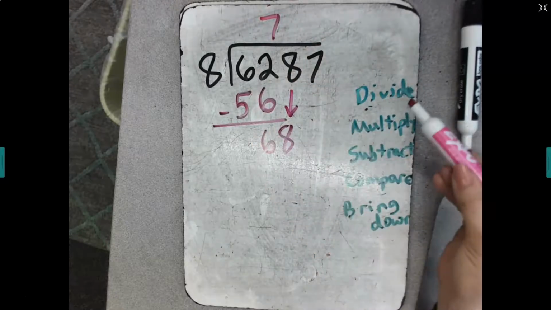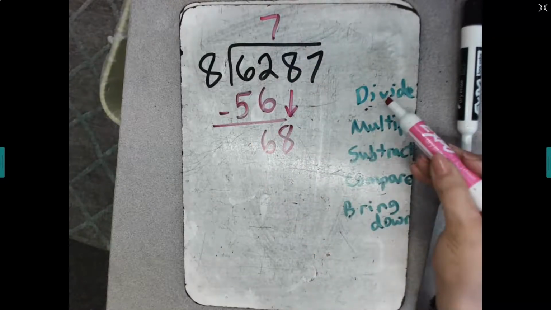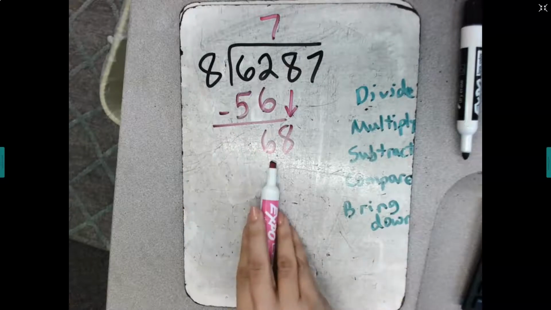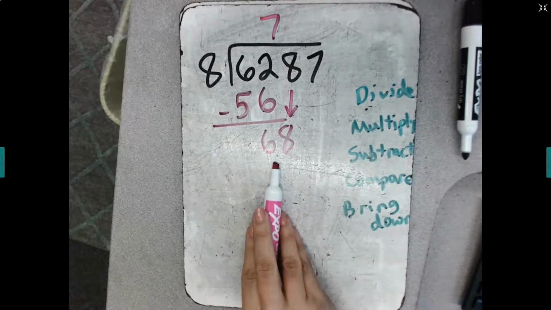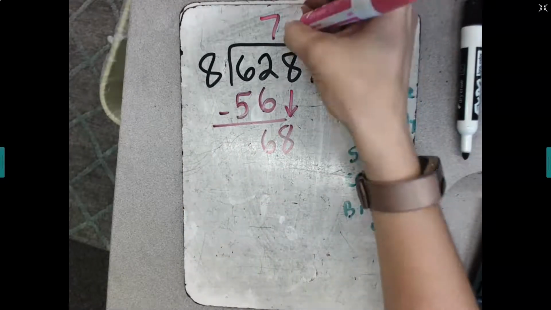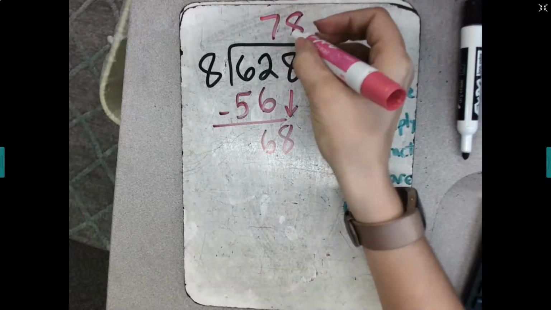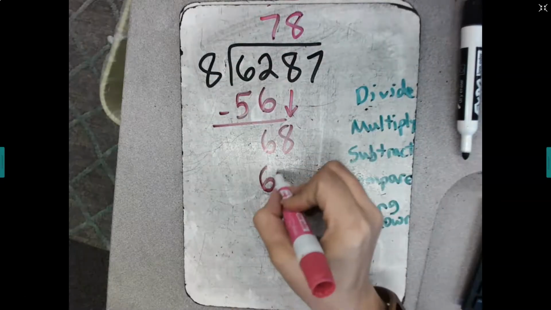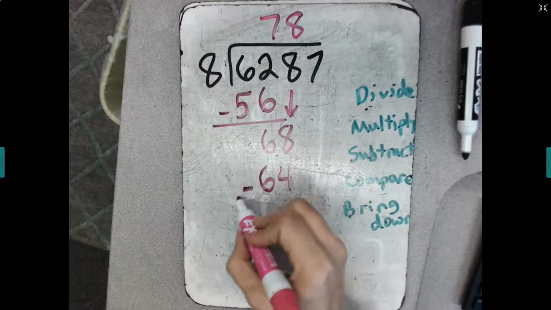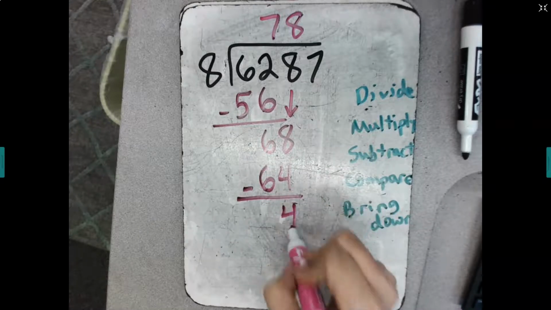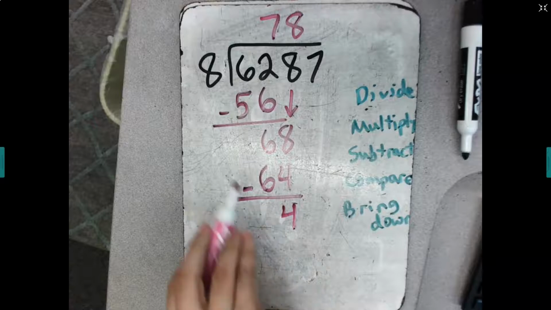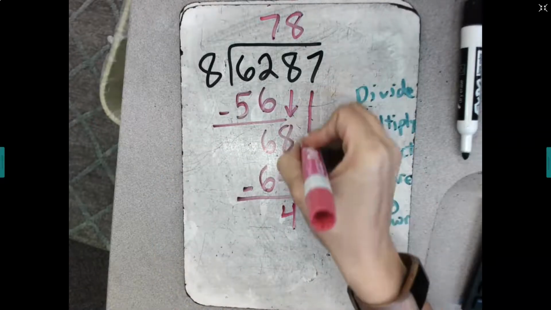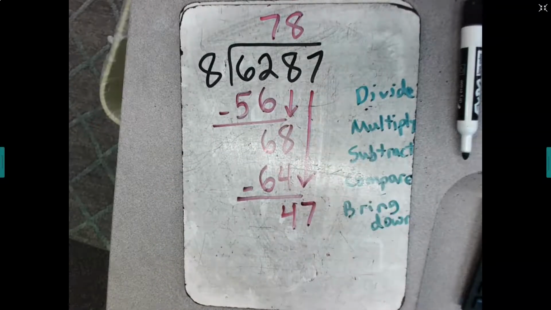So I already did my first 5 steps. Now I start back at the beginning. How many groups of 8 can I make from 68? This time I can make 8 groups because 8 times 8 is 64. Now I subtract. 68 minus 64 is 4. I compare. 4 is less than 8. And I bring down my 7.